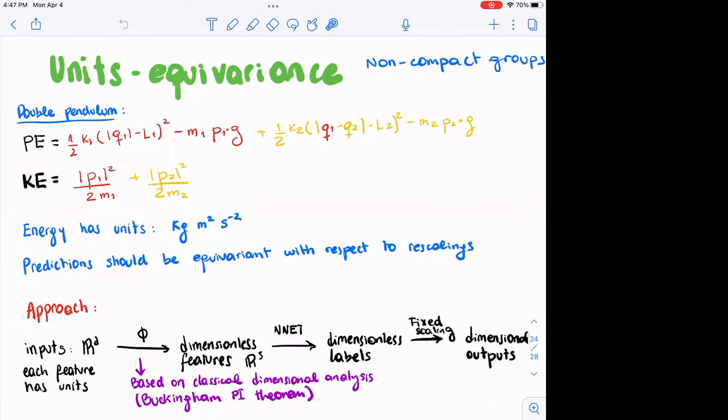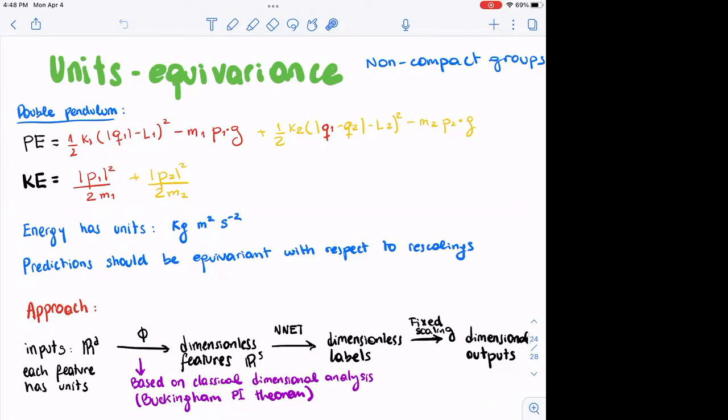So basically what you do is you take your input features, which are all these things, the lengths, the masses, and the velocities, and everything that you have as input features. Then you apply a transformation that makes these things dimensionless.